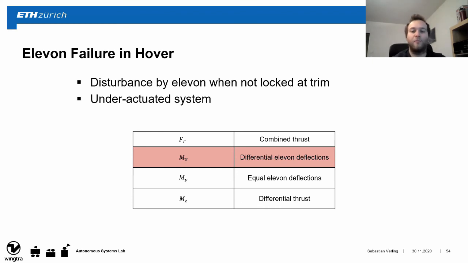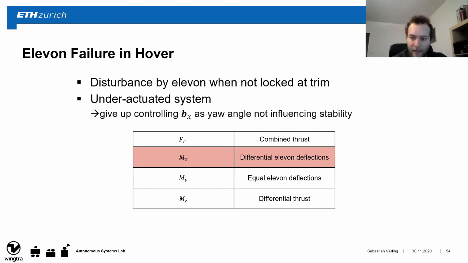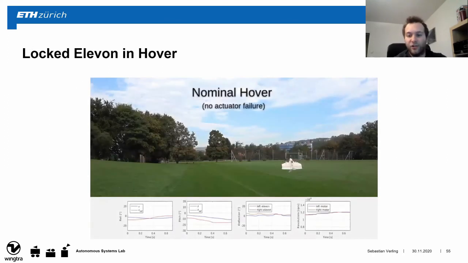Now, as the moment around body X in hover is not influencing the stability of the system, but only its heading, basically where it's looking at, we can give up control around that axis. Now, when accounting for this in the controller, we do get the following result. As these are rather dangerous tests, we were using this small foamy plane here to see how our algorithm works.